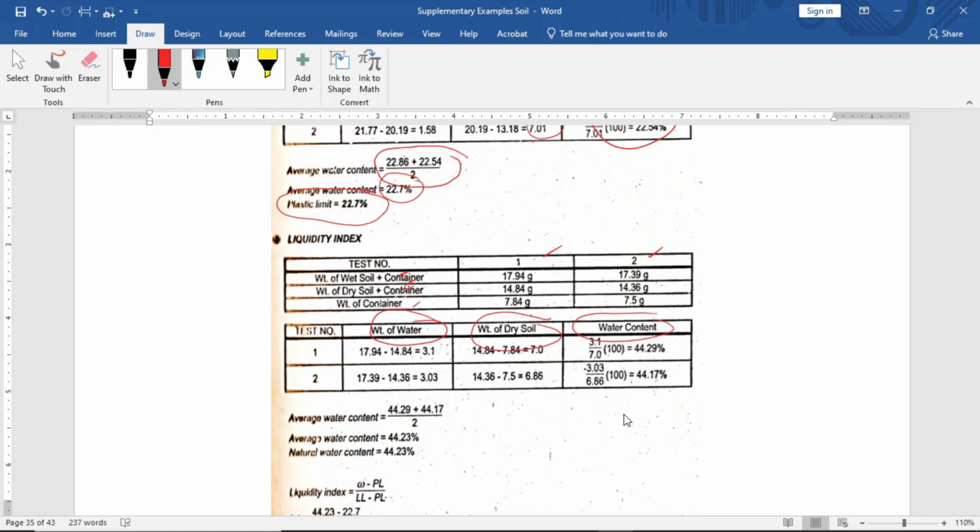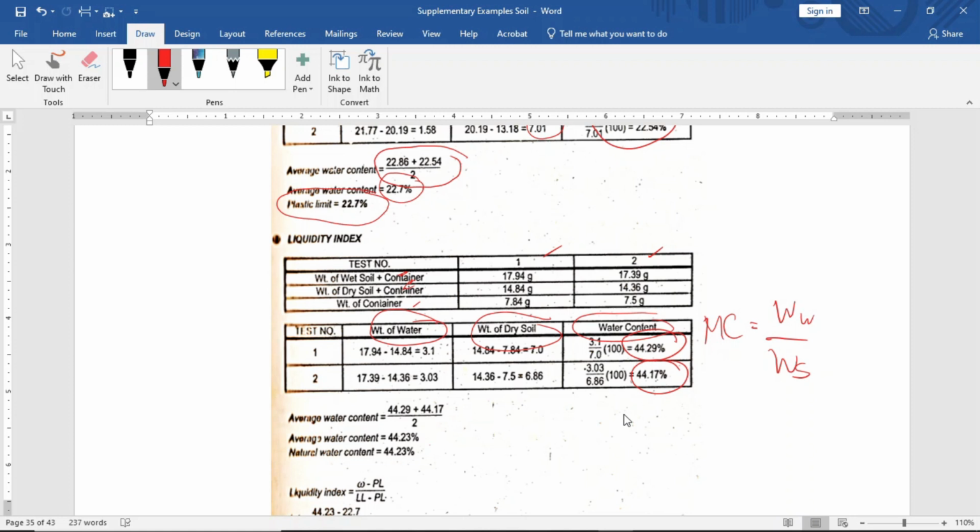Ulit yung water content natin, hindi naman bago yan. Moisture content is equal to weight of water over weight of soil. Ito na yung solve natin sa water content. For test 1 is 42.29 and for test 2 is 44.17. Kung paano natin na-solve yung plastic limit, ganoon natin solve yung liquidity index. Average lang natin yung water content, test 1 at test 2. So, 42.29 plus 44.17 all over 2 is equal to 44.28%.